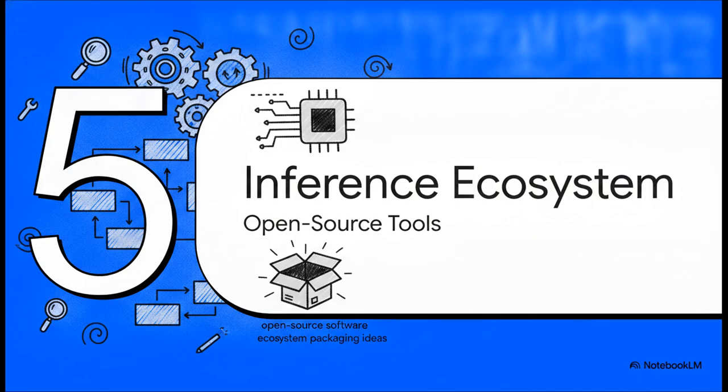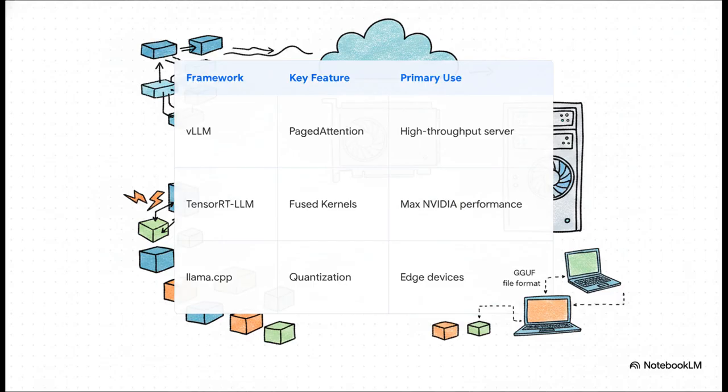Finally, Section 5, the inference engine ecosystem. So how do you actually use all these brilliant techniques? Well, the open source community has packaged them into some incredible ready-to-use engines. If we look at the heavy hitters here, vLLM is your absolute go-to for high-throughput cloud servers, mainly thanks to PagedAttention. Then you've got TensorRT-LLM, built by NVIDIA, which aggressively uses operator fusion to maximize raw speed on their specific chips. And of course, llama.cpp, which famously brought LLMs to edge devices and laptops using intense 4-bit quantization and that portable GGUF format.